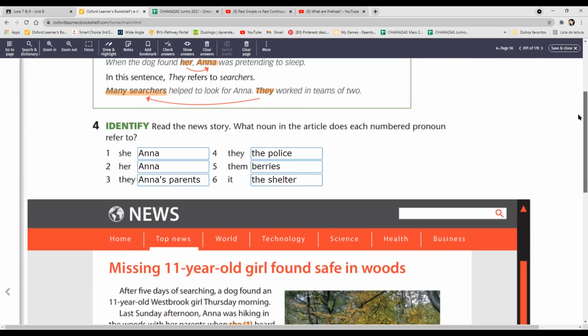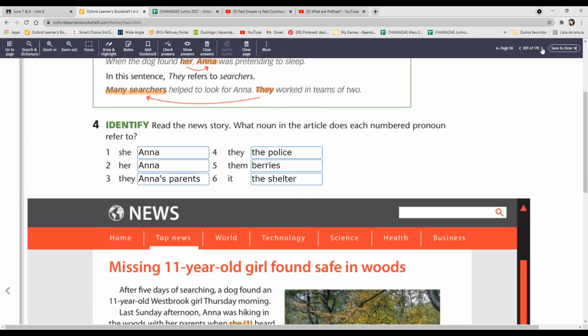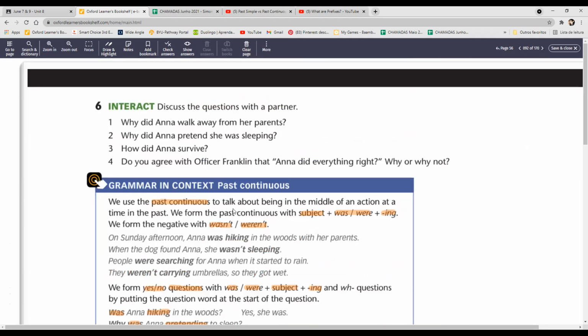All right, people. Now we are done with this one. Okay. Let's move on to page 92. All right. Look. Number 6. Discuss the questions with a partner. Why did Anna walk away from her parents? So let's discuss together. She heard a bird call. Yes, because she heard a bird call. Okay, that's why. So let's put it there.